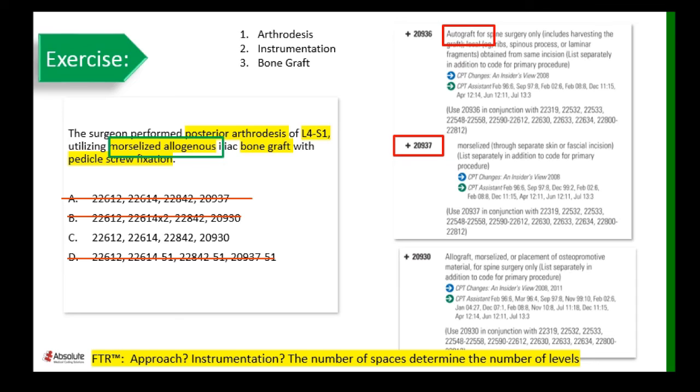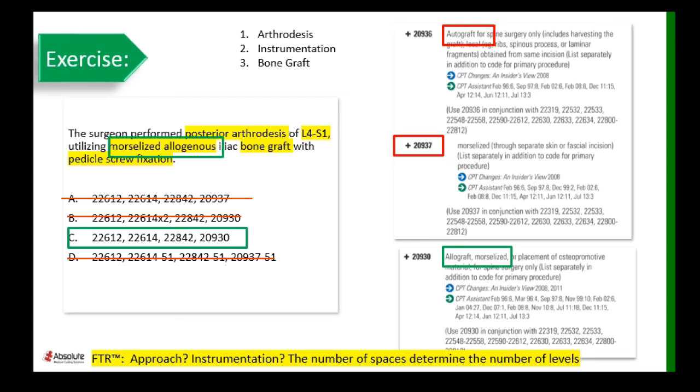And I know we talked about the differences between an allograft and an autograft. Autograft comes from the patient. The patient is the donor. Allograft means it's the same species, such as a different person. So another person was the donor. So we know 20930 is an allograft, morselized. It is our correct answer.